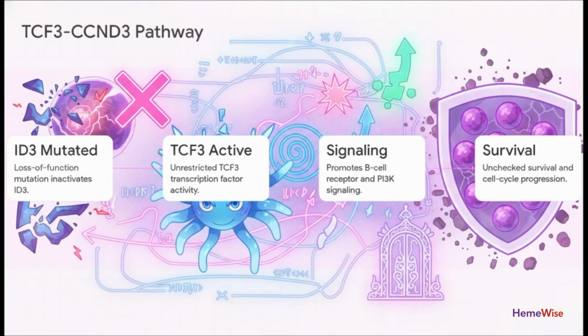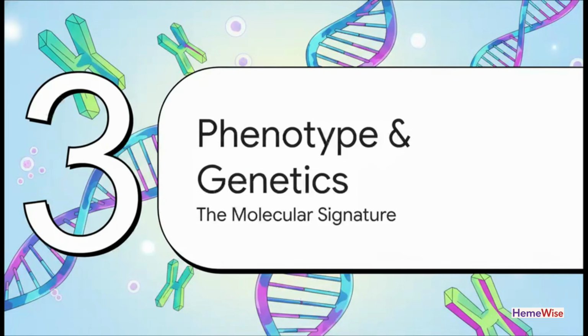Let's walk through the ID3 TCF3 CCND3 pathway. Step 1, you get a loss-of-function mutation that completely inactivates ID3. Now, normally, ID3 acts like the brakes for TCF3. So step 2, without ID3, TCF3 transcription factor activity just goes wild, unrestricted. Step 3, this rampant TCF3 drives tonic B-cell receptor and PI3K signaling and dials way up on CCND3 expression. Ultimately, this stabilizes cyclin D3, aggressively pushing the cell from G1 to S phase. This whole pathway is essentially a molecular escape hatch, allowing the lymphoma cells to survive and multiply despite crazy levels of MYC-induced genomic stress.